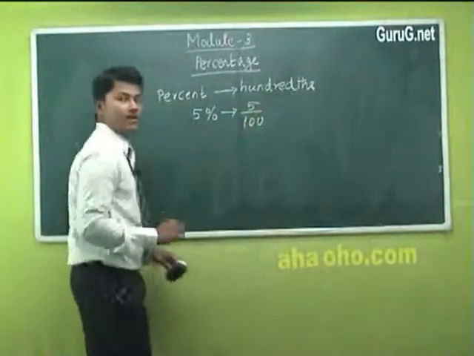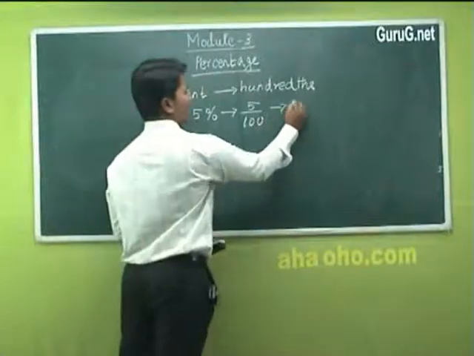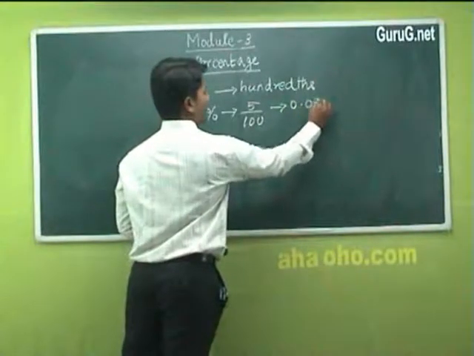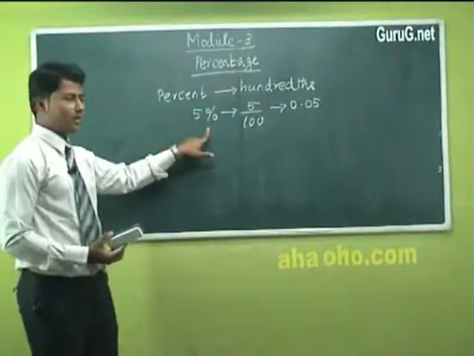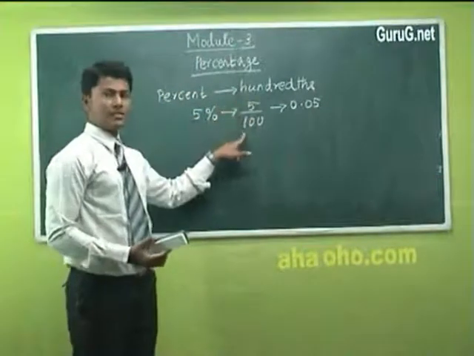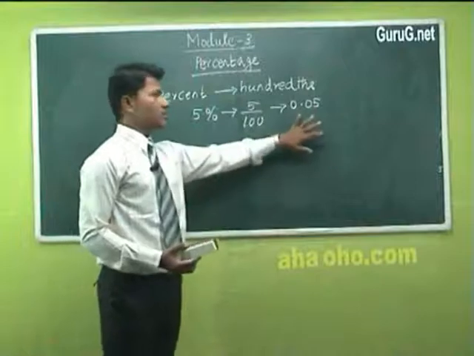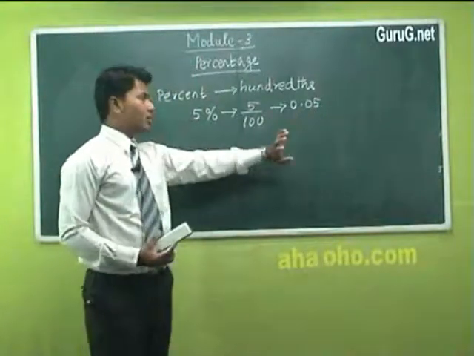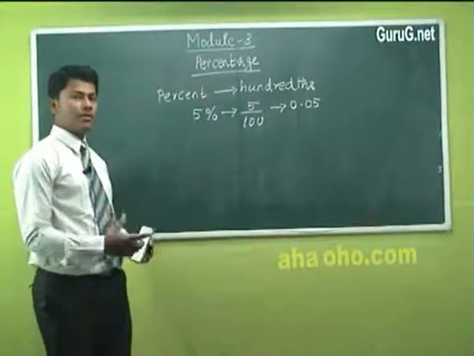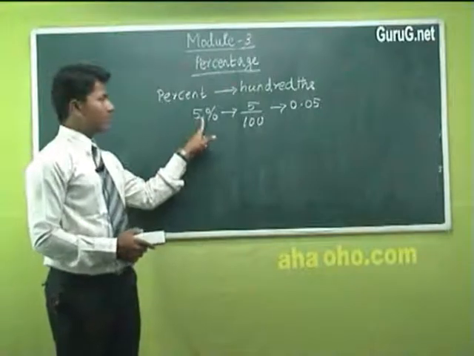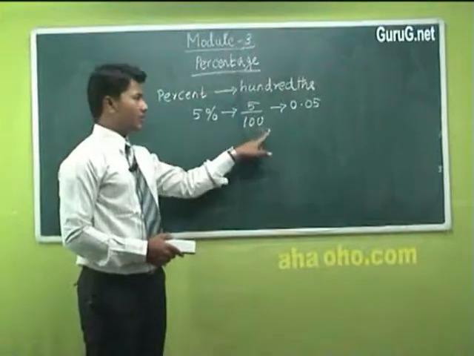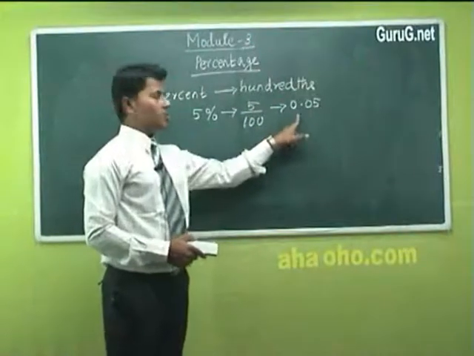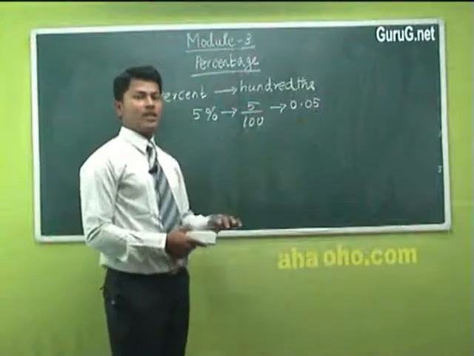This is known as 5/100. The value is 0.05. So this notation is called the percentage notation. This one is known as the fraction representation, and this one is known as the decimal notation. So a number can be represented in these ways. 5% is nothing but 5 hundredths, 5 by 100 in fraction representation, and 0.05 in decimal notation.